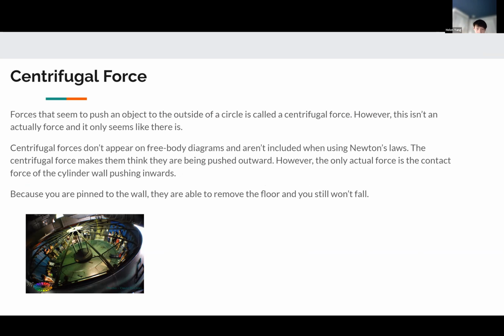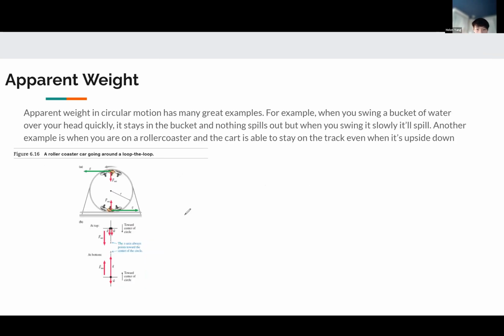Now I'll talk about the apparent weight. There are many examples of apparent weight in circular motion. For example, when you swing a bucket of water over your head quickly, it stays in the bucket and nothing spills out. When you swing it slowly, it'll spill. Another example is when you're on a roller coaster and the cart is able to stay on the track even when it's upside down. You feel more weight on you when you're at the bottom, moving upwards, and when you're at the top, you feel weightless.